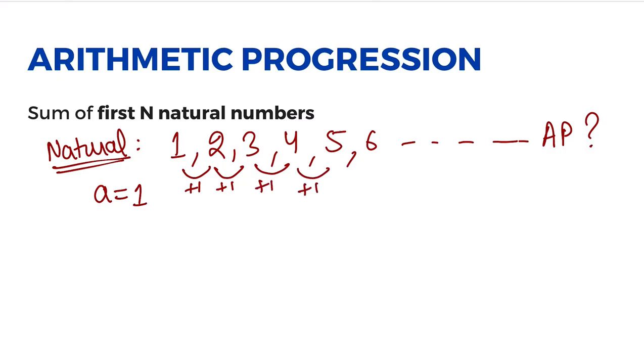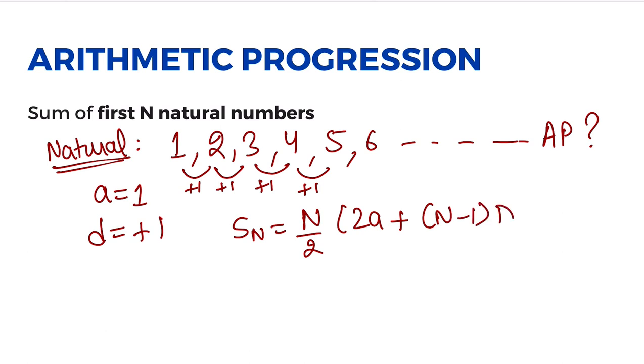So the difference between any two numbers is common. What is the difference between any two numbers? The difference is plus 1. So we know a is 1, d is 1. So the sum of the first n numbers of such a series is n by 2 into 2a plus n minus 1 into d. So do the calculation using a as 1 and d as 1. You will get the value as n into n plus 1 by 2.